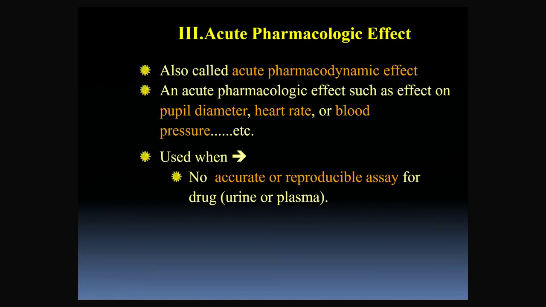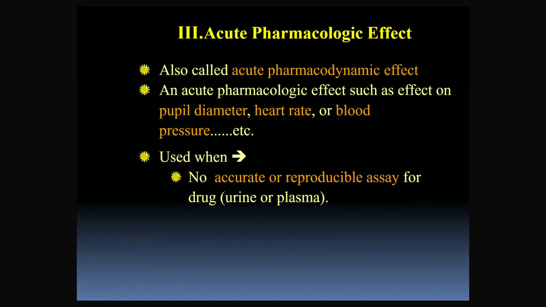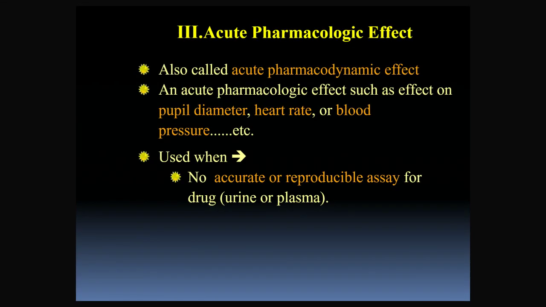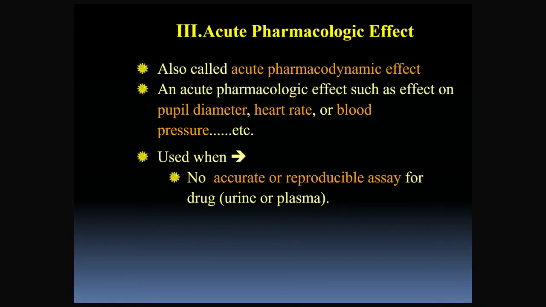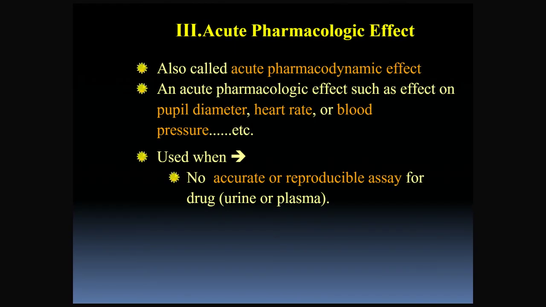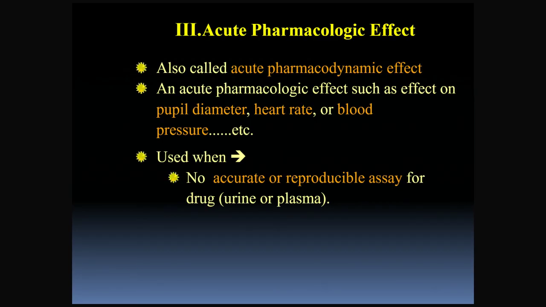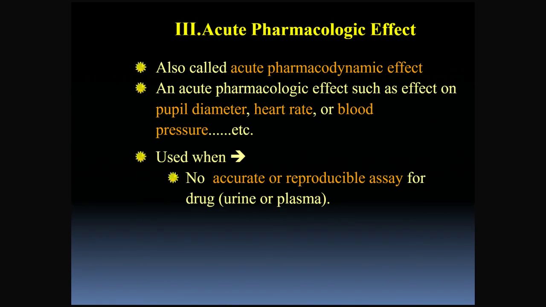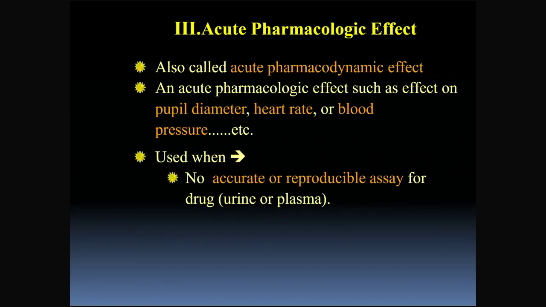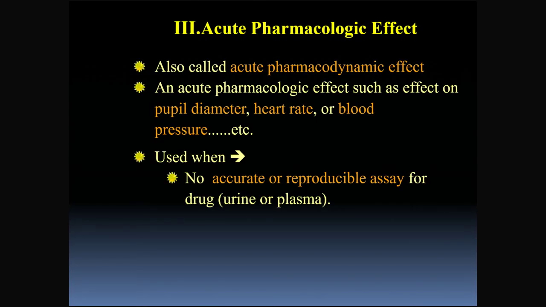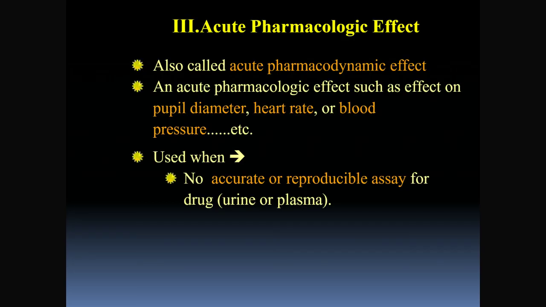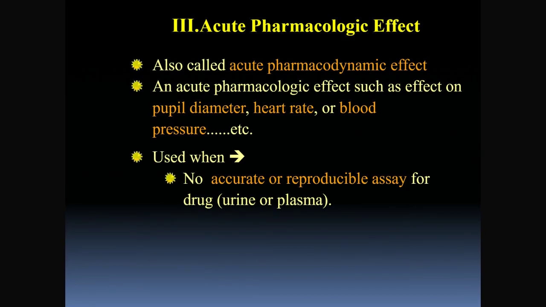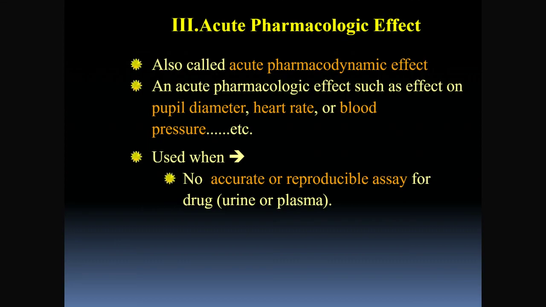We are examining the acute pharmacological effect, or the acute pharmacodynamic effect, which allows us to measure bioavailability by monitoring the body's direct physiological response to a dose. This specific strategy is employed only when a reliable chemical assay is unavailable, meaning you cannot accurately or consistently detect the drug's concentration within plasma or urine samples. By quantifying precise changes in parameters like pupil diameter, heart rate, or blood pressure, we can mathematically correlate these biological shifts to the drug's absorption and distribution.